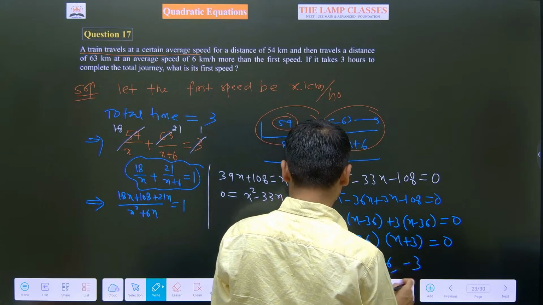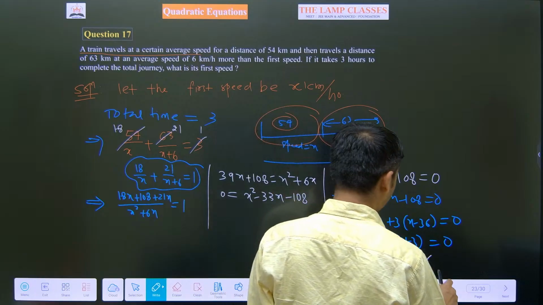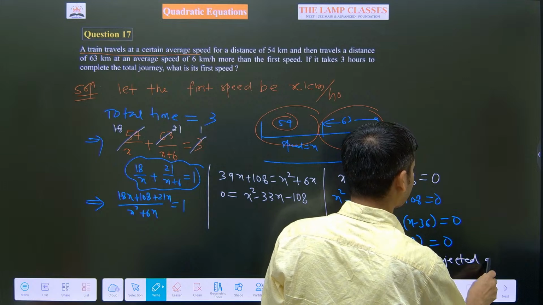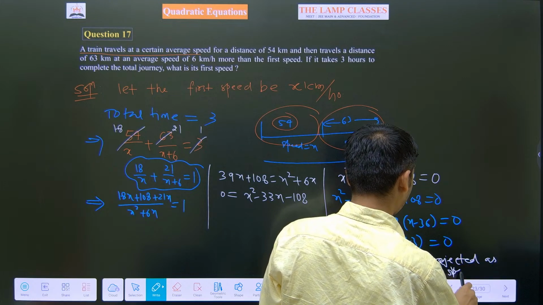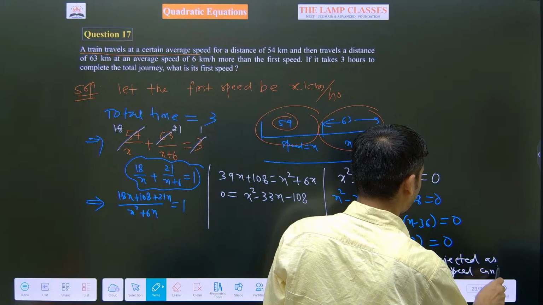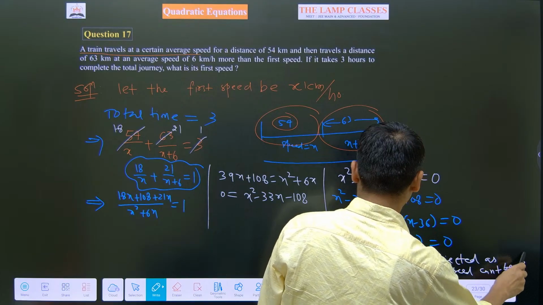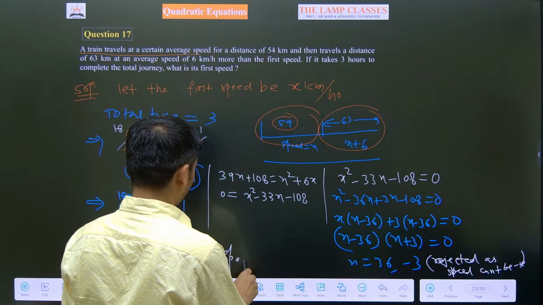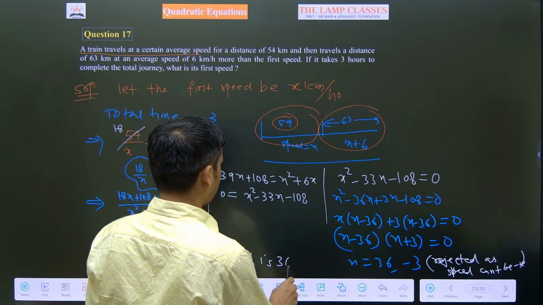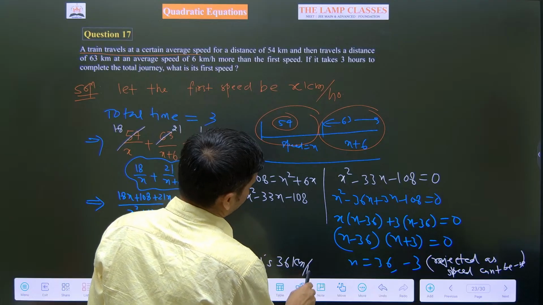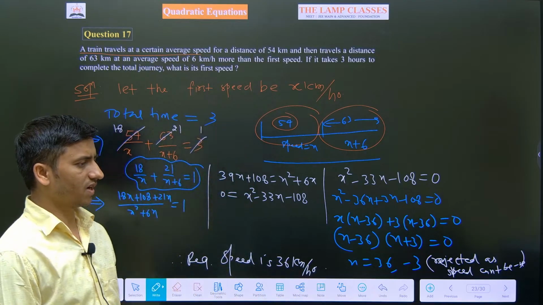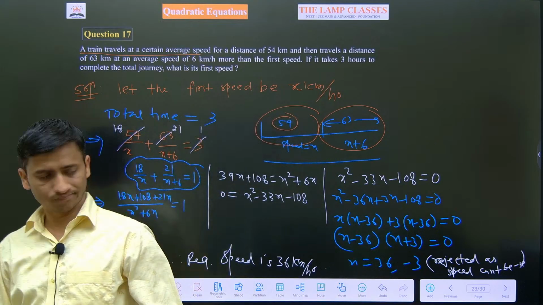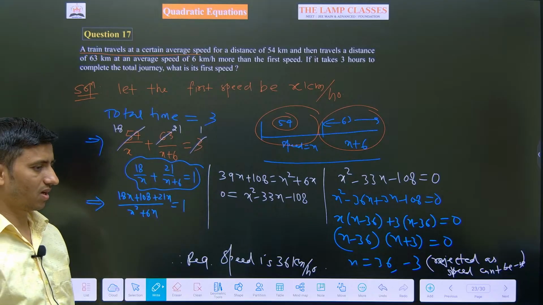36 and minus 3. Minus 3 should be rejected because speed cannot be negative. Therefore, the required speed is 36 kilometer per hour. Yeah, that's right, guys. Now you're getting the right answer. And these kind of questions are important. Now, this speed based question they ask regularly.